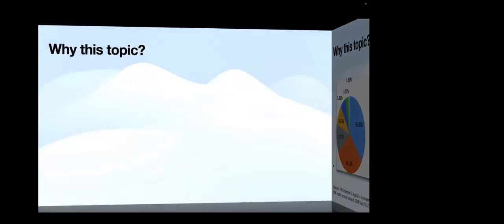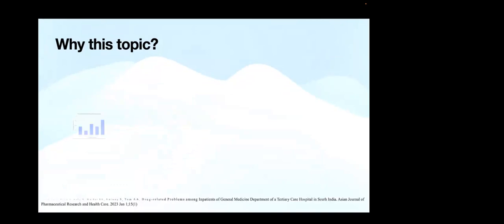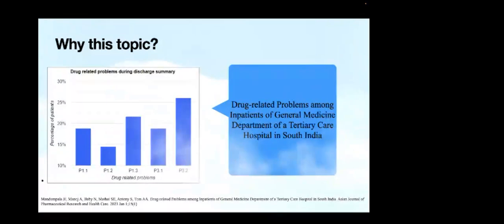One more example I put is from our country, South India, showing some drug related problems during the discharge summary, right? That diagram shows P1.1, 1.2. These are some domains. P1.1 suggests effective treatment, P1.2 suggests non-effective treatment, 1.3 suggests additional treatment. But in any domain, you can see on the y-axis the percentage of patients with drug related problems. Whether the treatment is effective or not, the drug related problems are occurring at any cost, right? So drug related problems among inpatients of the general medicine department of a tertiary care hospital in South India suggest that in the discharge summary as well, the drug related problems are occurring at a higher level, right?